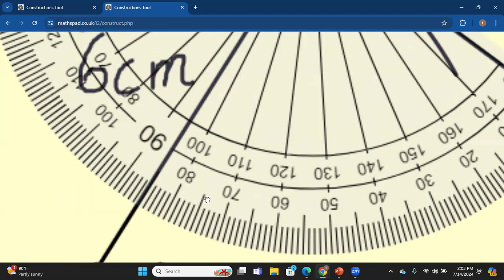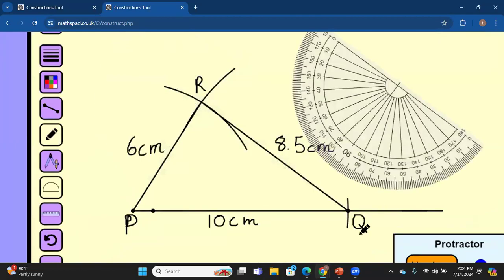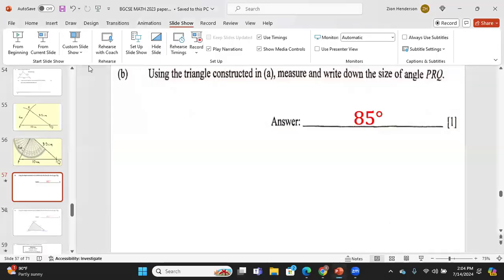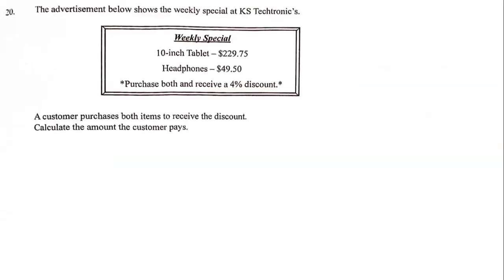So again, this right here is 70. This is going to be 75, 80, and this right here is 81, 82, 83, 84, 85. So that means that the angle R is going to be 85 degrees. And that's what we have here. It's going to be 85 degrees, and that's the answer for this particular question.